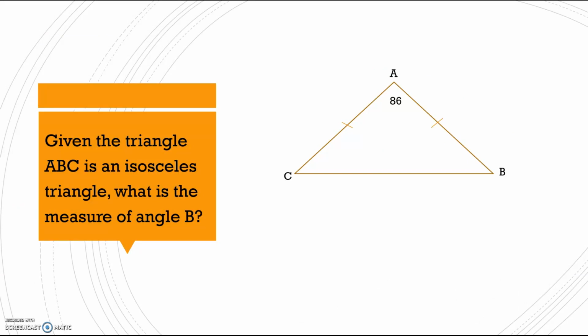So given that triangle ABC is an isosceles triangle, what is the measure of angle B? So we know that the interior angles of any triangle add up to 180 degrees. So we can take 180 and subtract 86, the angle that we know. And that gives us 94 degrees.